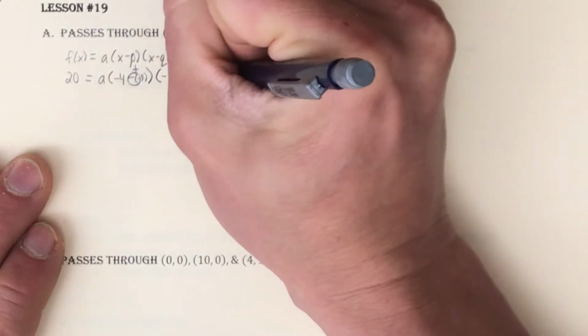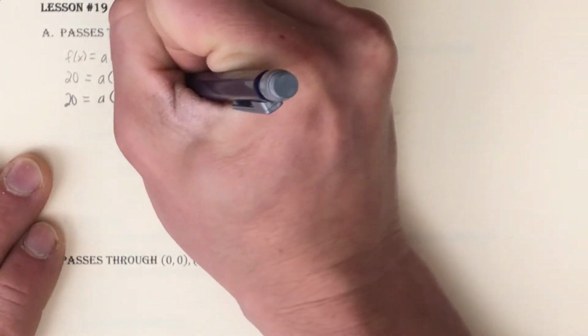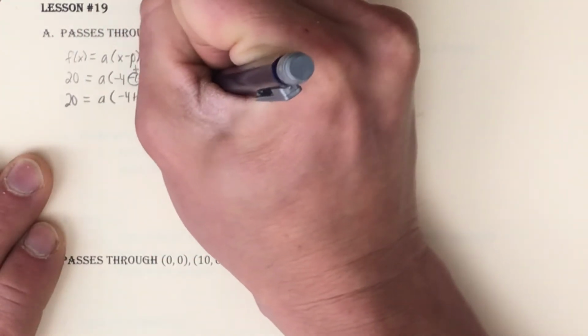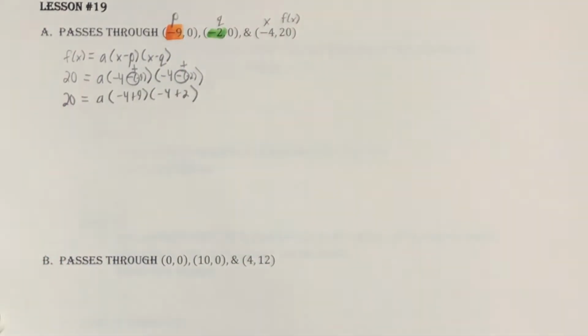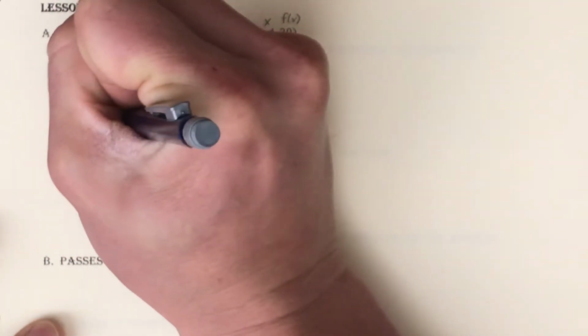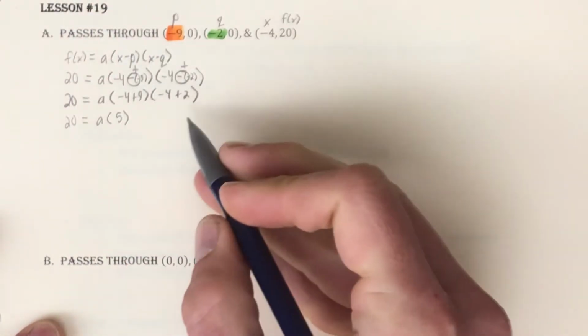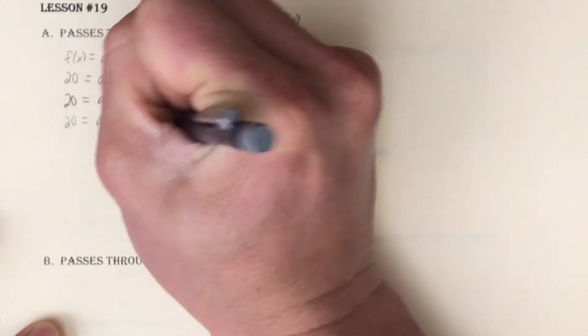Now again, the first thing you probably noticed are the double negatives, so we need to turn those into pluses. So I've got 20 equals a times -4 plus 9 times -4 plus 2. All right, and now we need to simplify down. The first thing that PEMDAS would tell us to do is simplify anything inside parentheses we can, which we have the opportunity to do here. So what we have is 20 equals a times -4 plus 9 is +5, and -4 plus 2 is -2.